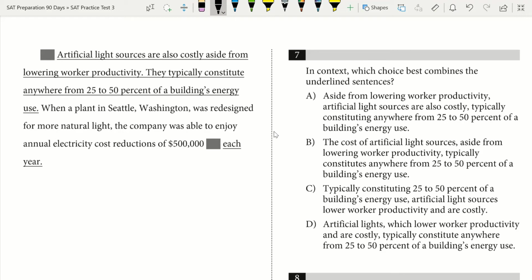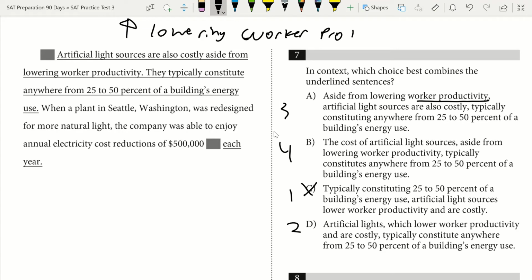We're going to start with the shortest one and then go to our largest. So we have a 1 here, a 2 here, a 3 here, and a 4 here. So we have option C, typically constituting 25 to 50% of a building's energy use. Artificial light sources lower worker productivity and are costly. Okay, no, because we want to include that lowering of worker productivity that we talked about in that previous paragraph up top, right? We want to start with that to connect our previous paragraph to our new one.